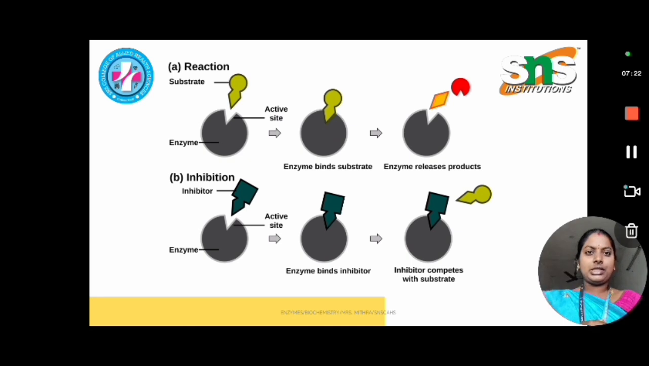You can see the diagrammatic representation where the enzyme is marked. The active site is marked, which is a part of the enzyme, and in that active site the substrate will bind. You can see the substrate-resembling inhibitor in orange color. That is the inhibitor. When the inhibitor binds to the enzyme, no more substrate will bind, and no more product is released. You can see in part B, inhibition: the enzyme is bound with the inhibitor, and the inhibitor competes with the substrate, hence no product is released.